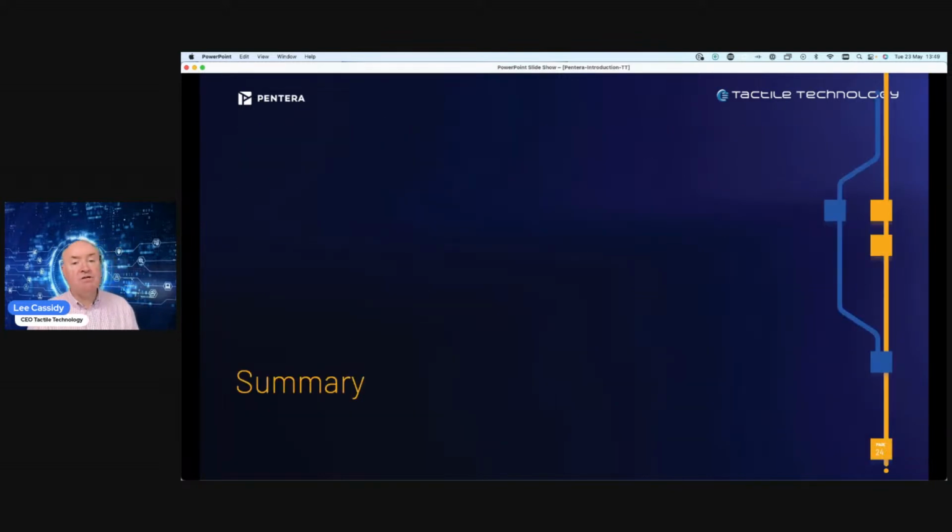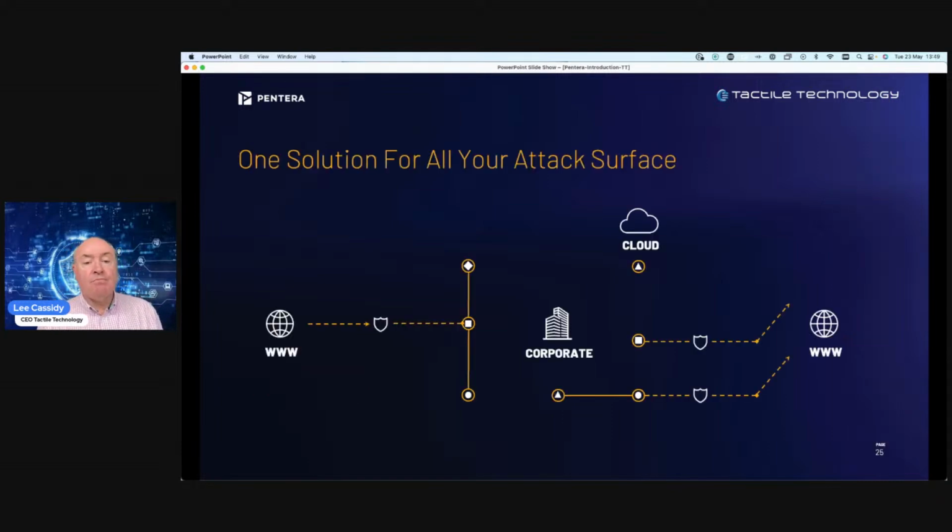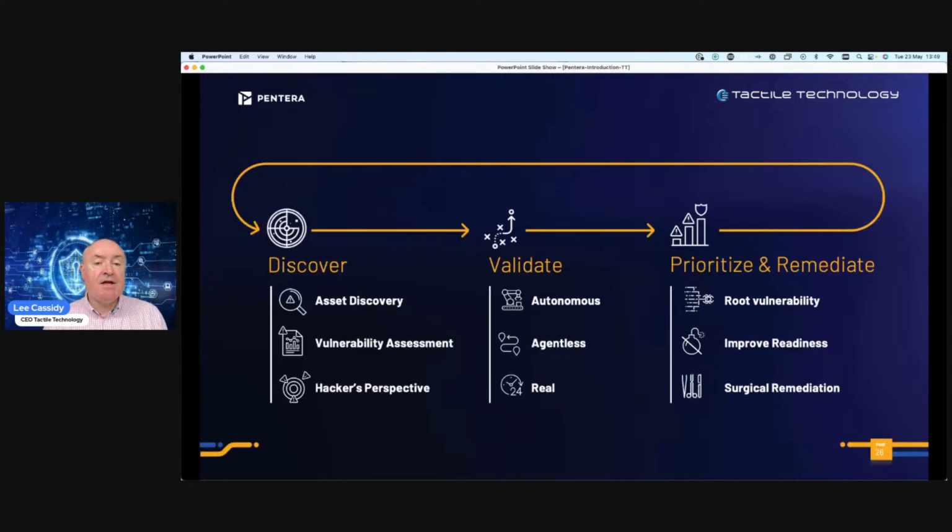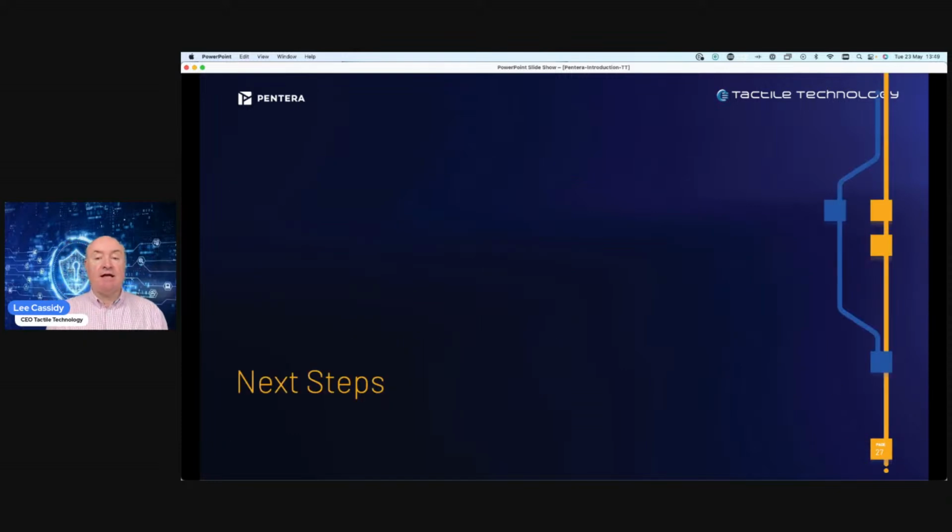The other thing you can do is continue to test. So what we can do is test all of your attack surfaces, your online systems, your internal systems, your cloud services, and we can actually help validate what you've got. Asset discovery, vulnerability assessment, and look at it from a hacker's perspective. We can validate autonomously and without agents in real time what's actually happening on your system and how your system is exploitable. We can identify those exploits and how to remediate against them, which is really, really key.